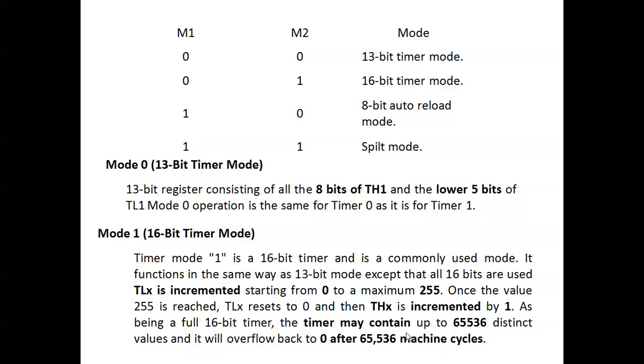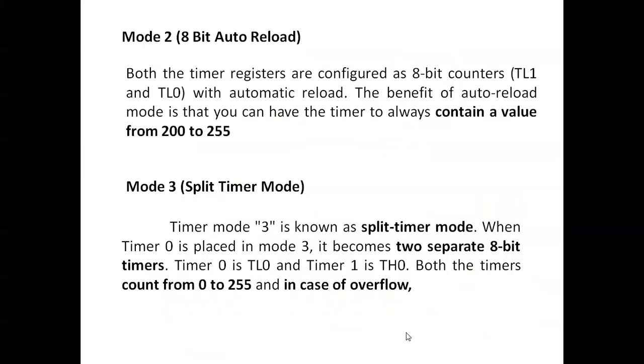Mode 1 is the 16-bit timer. It is commonly used. It is like the 13-bit mode, except all 16 bits are used. TLx increments starting from 0 up to a maximum value of 255. The timer may contain up to 65,536 distinct values. It overflows back to 0 after 65,536 machine cycles.